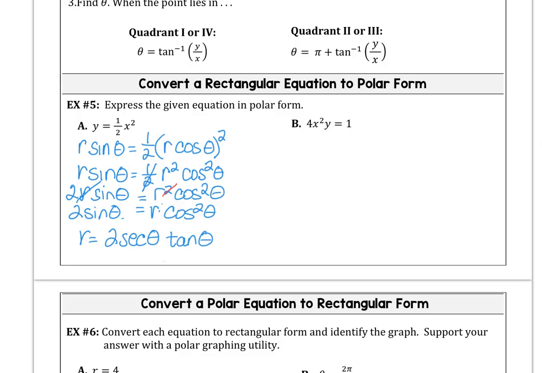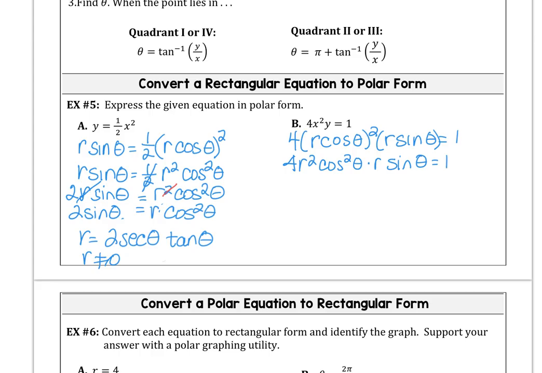And we want to make a note maybe that r is not 0 since we divided by a variable. Okay, 4x squared, so 4x is r cosine theta squared. y is r sine theta equals 1. 4r squared cosine squared theta times r sine theta equals 1. What do we have? 4r cubed sine theta cosine squared theta equals 1.